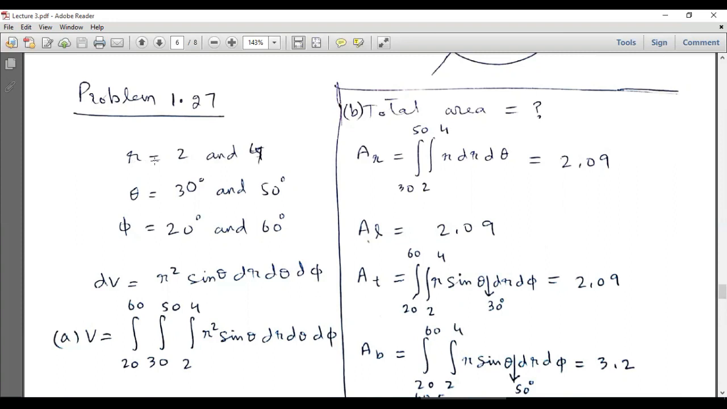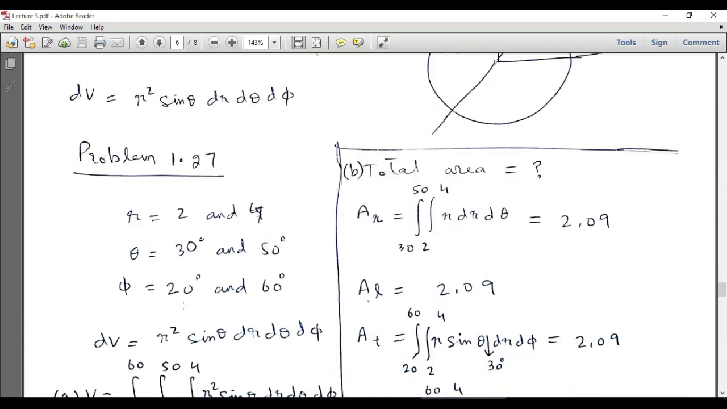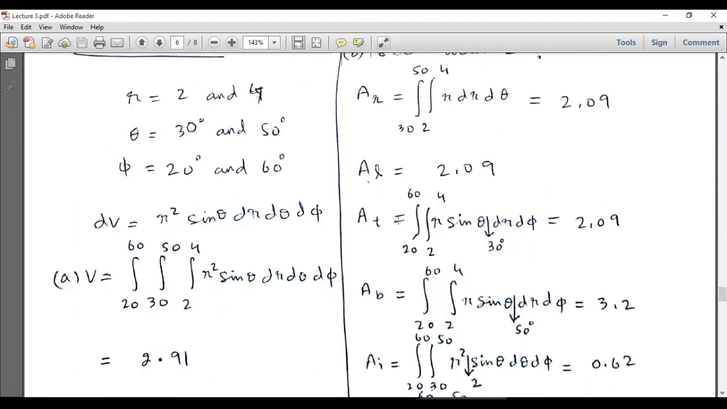So in this problem, a differential volume element is given in which r is varying from 2 to 4, theta is varying from 30 degrees to 50 degrees, and phi is varying from 20 degrees to 60 degrees. The differential volume can be calculated by using this expression r square sine theta dr d theta d phi, and by evaluating the triple integral of this expression, we can calculate the total volume, and it is equal to 2.91. Similarly, the total area can also be calculated for the right surface, and it will be equal to this value, and for the left surface, it will be the same.